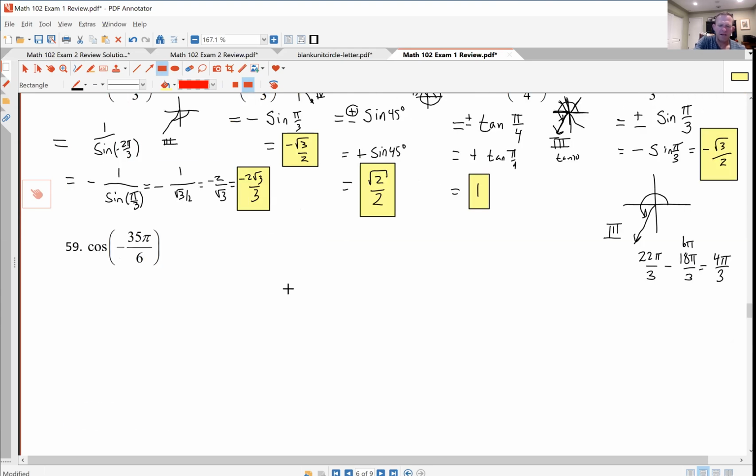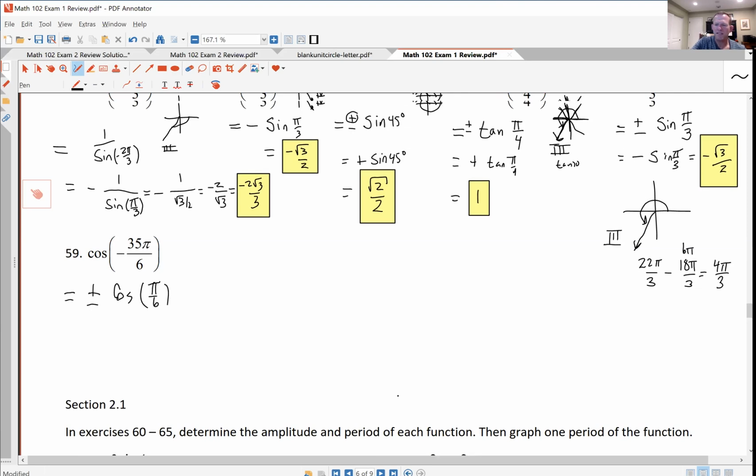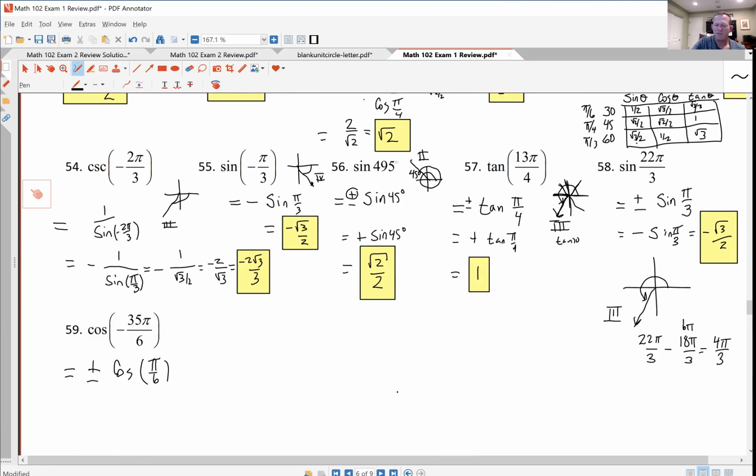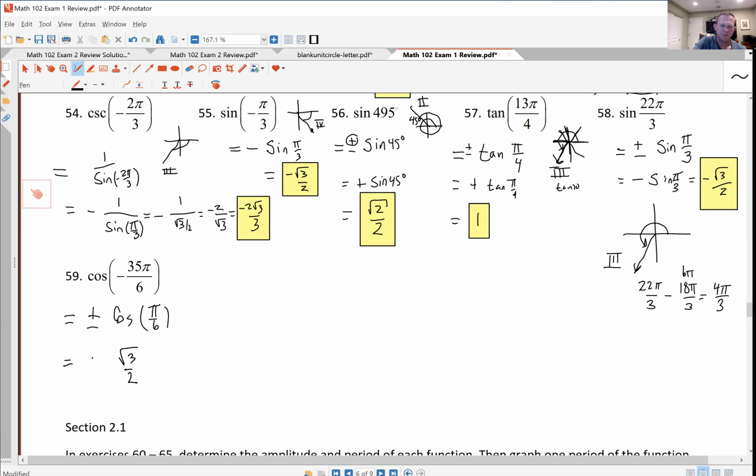Last one, number 59. We've got a plus or minus of the cosine of the reference angle pi over 6. We know that the cosine of pi over 6, which is 30, is root 3 over 2. I just don't know plus or minus yet. That's kind of the hardest part.